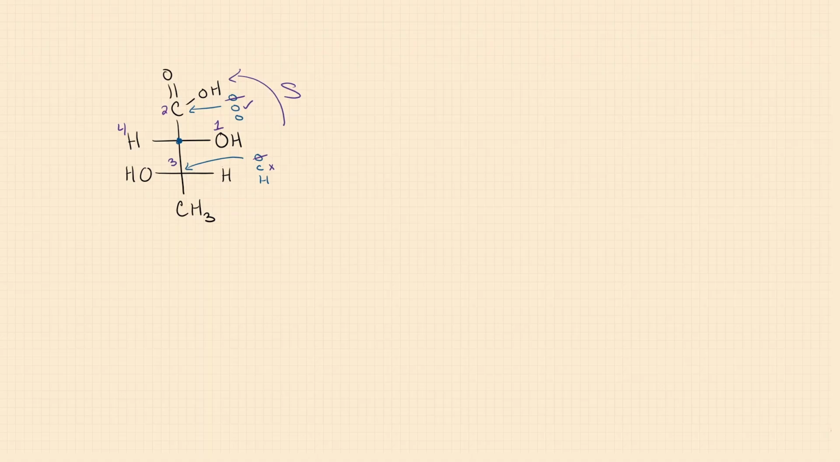However, CIP assumes our lowest priority, our hydrogen, is on a dash, but here, the hydrogen is on a horizontal line, which in a Fischer projection means it's on a wedge. But that's okay. We don't need to do any additional work. We can just reverse the configuration. It's an R configuration. Now we can do the same thing to the next chiral center.